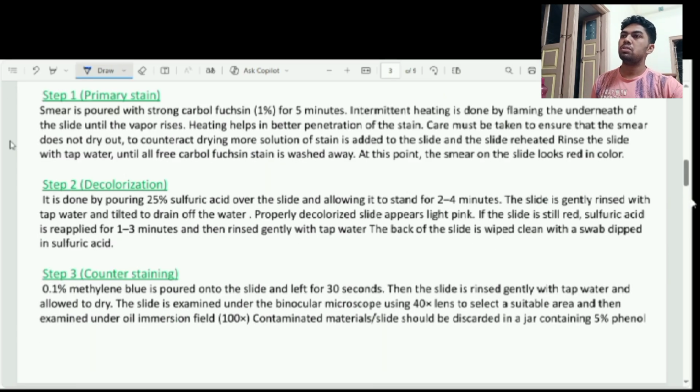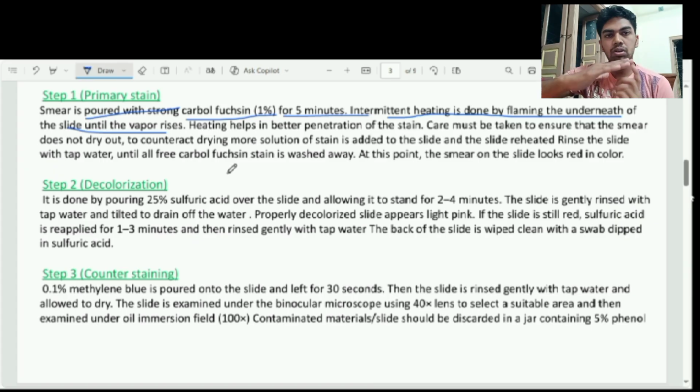In the procedure, we are using the primary stain, 1% carbol fuchsin. 1% carbol fuchsin is poured for 5 minutes. Intermittent heating is done by flaming underneath the slide until the vapor rises. What is intermittent heating? It means we are not heating it so that the stain we have put on the smear comes to boiling. Not like that. Just when slight vapor comes from the stain, we stop heating. Heating helps in better penetration of the stain. We have to take care that the stain does not dry.